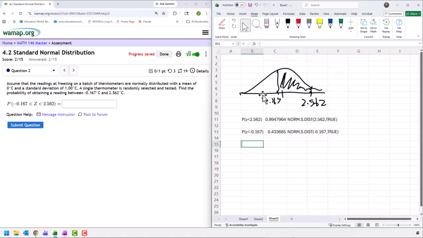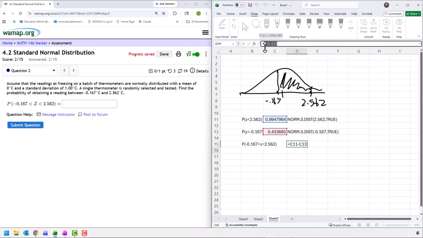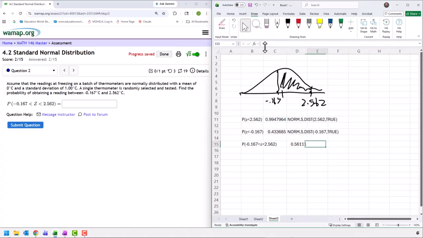So then this area in between, so negative 0.167 is less than z or x and 2.562, it's going to be the difference of these. So I'll take the high side value and subtract the low side value, and we get 0.5611.